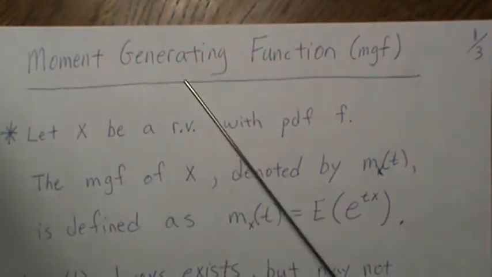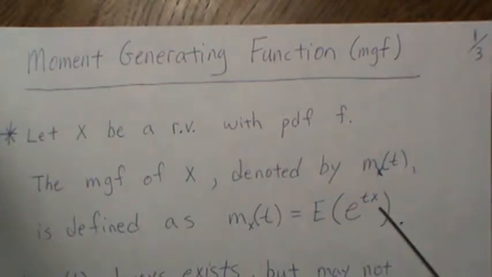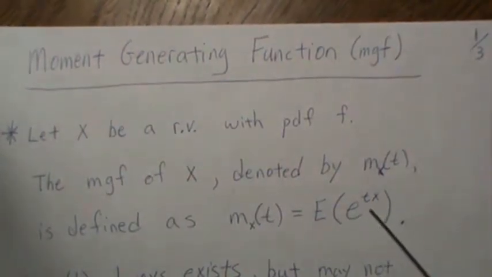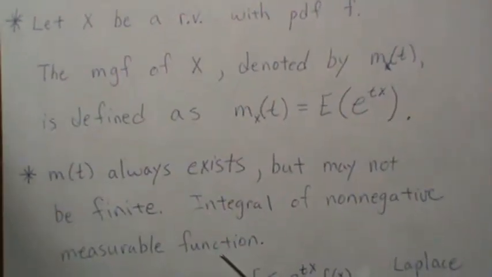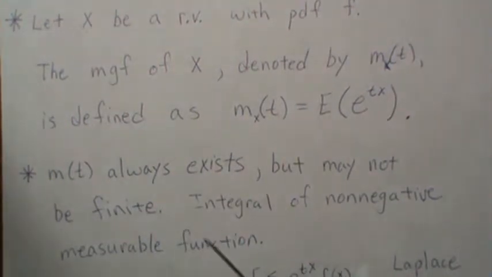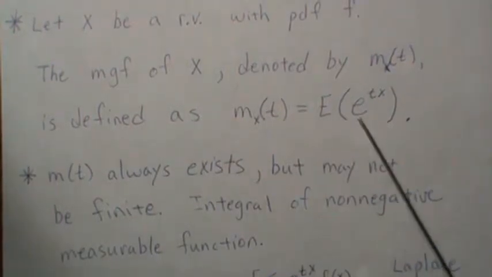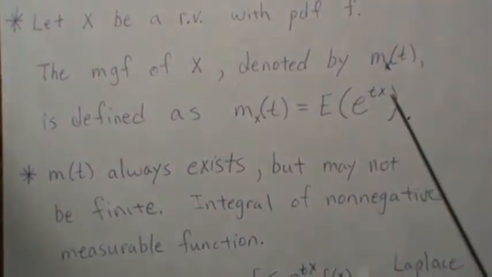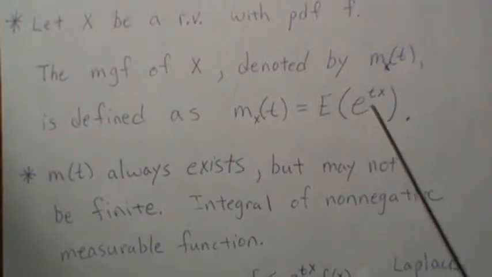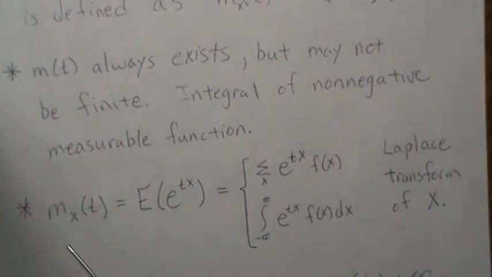Okay, and we'll understand in a bit why you can generate the moments, like the first moment, the second moment, etc. from this. It should be noted that the moment generating function always exists, but may not be finite. That is easily seen because it's an integral of non-negative measurable functions. You take this times the PDF, and the product of measurable functions is measurable, and so it exists, but it may be infinite.